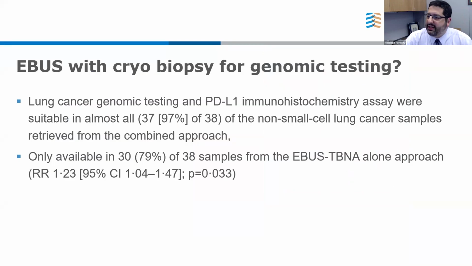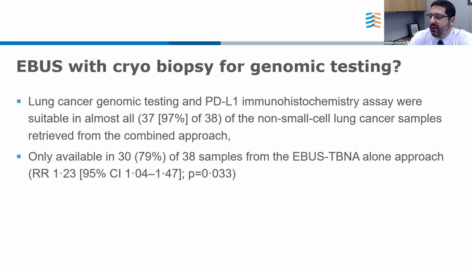So what about genomic testing? That's where it seemed to be a little bit better, keeping in mind the study was well powered for diagnostic yield, but this was a secondary endpoint. So lung cancer genomic testing and PD-L1 were suitable in almost all of the samples, 97% when they used this combined approach of needle followed by one cryobiopsy.